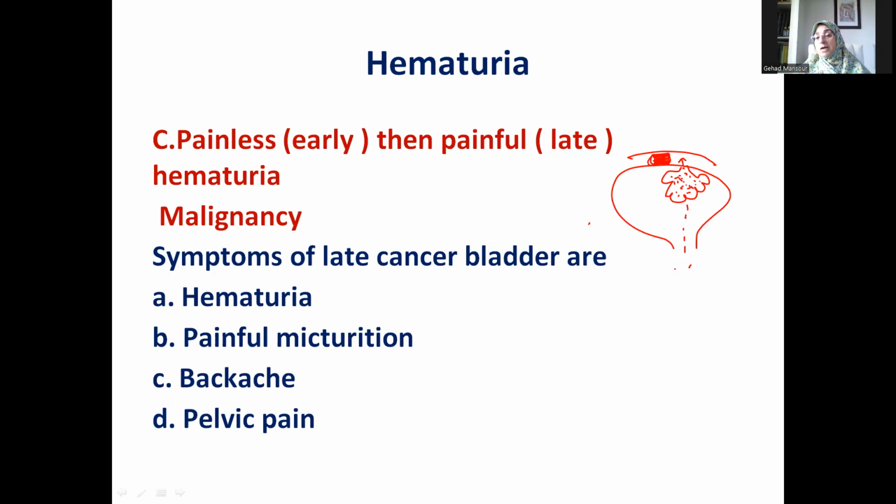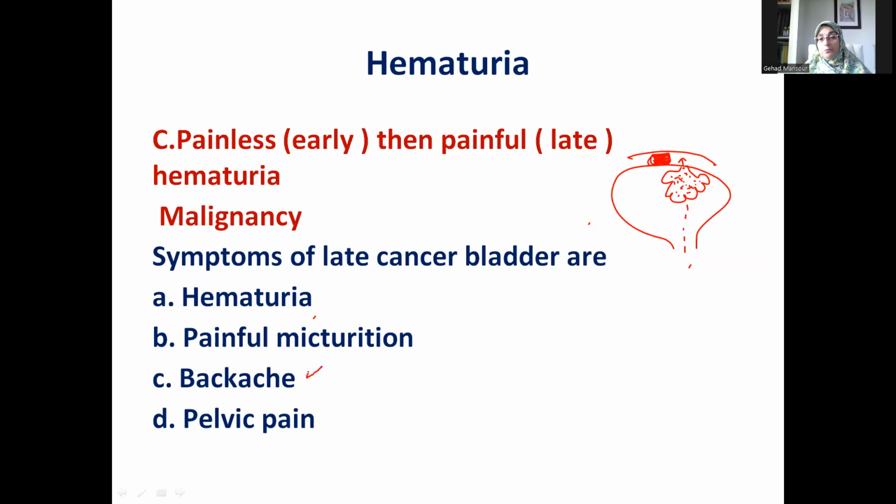So it starts painless at the beginning when the malignant growth is still small, but as the growth increases in size, it starts compressing nerves and being painful. So the symptoms would be, of course, hematuria or bloody urine, together with dysuria or painful micturition. Pelvic pain, of course, because the urinary bladder lies in the pelvis, which is the lowermost part of the human body and the lowermost part of the abdomen, and sometimes backache.